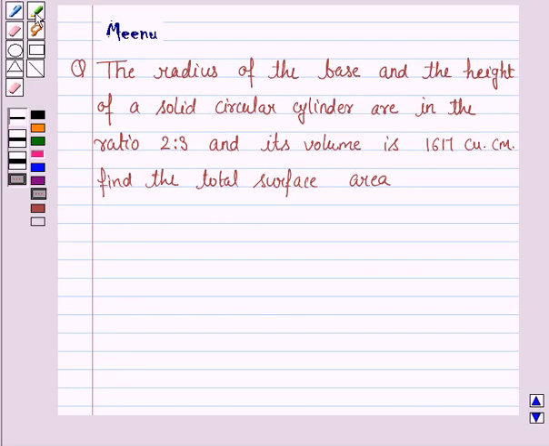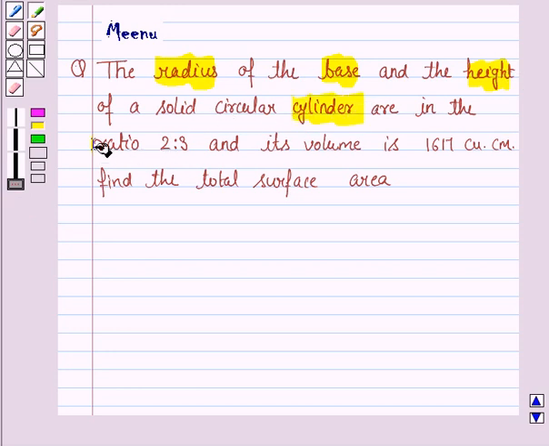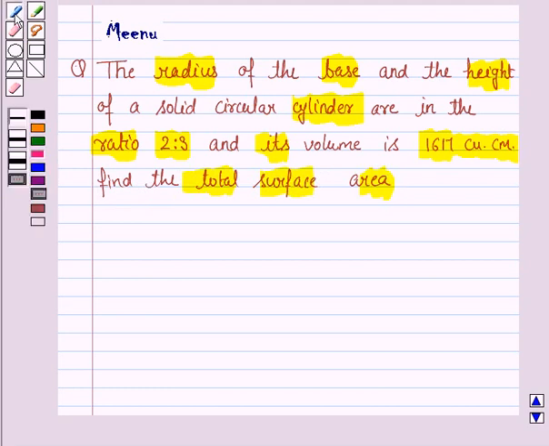It says the radius of the base and the height of the solid circular cylinder are in the ratio 2:3 and its volume is 1617 cubic centimeter. Find the total surface area. So let's now move on to the solution.